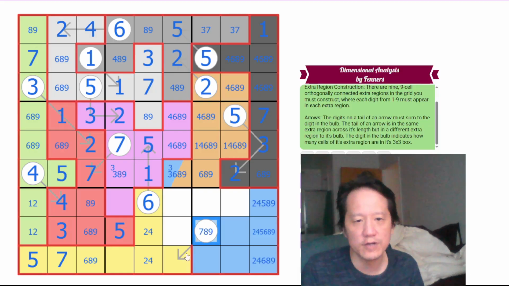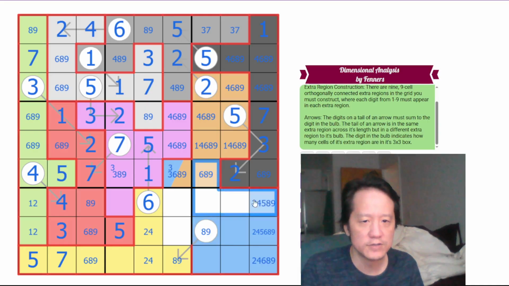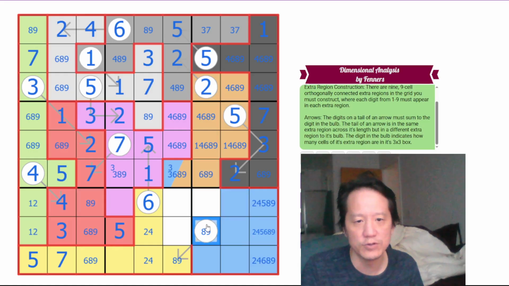So it's 7, 8, or 9. This is 7, 8, or 9. Can't be 7. So this is at least 8 or 9. This orange can't enter this cell without going here. So this must be blue. This is 8 or 9. That means this can never be blue. It has to be orange.